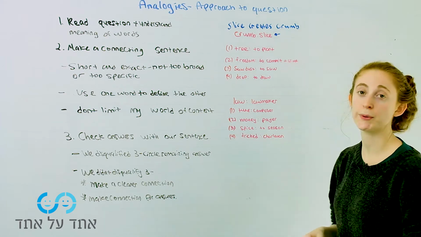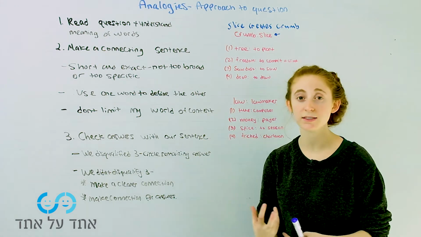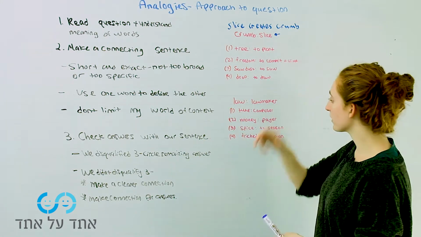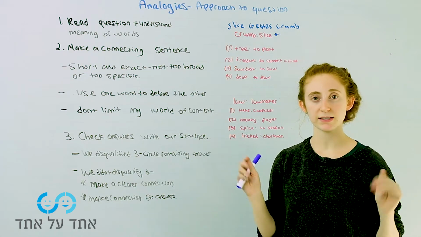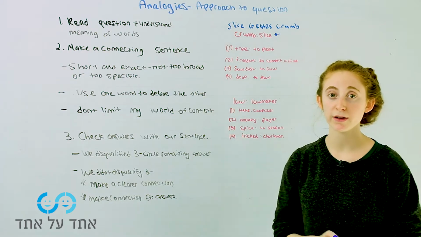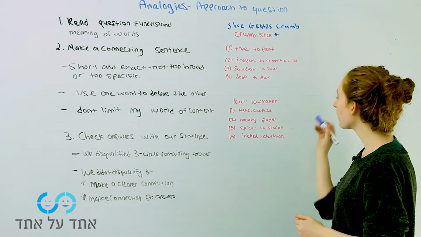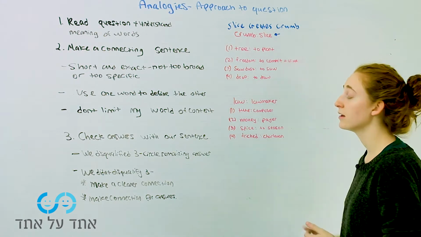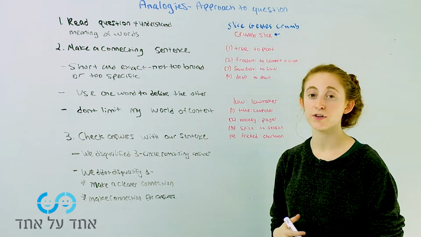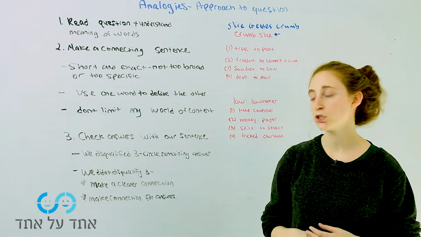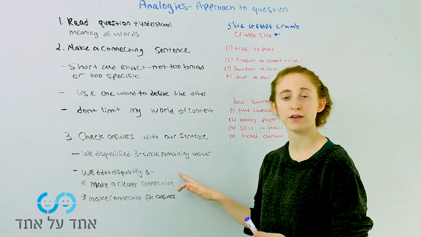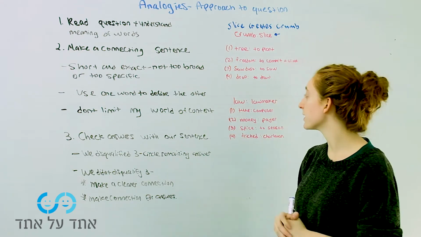The next thing I'm going to want to do is check my answers with our sentence. So put my sentence on the answers with the purpose of disqualifying 3. If I disqualify 3, that's it. The last answer is my correct answer. I purposely gave a connection that is not a great connection. It is definitely too broad because I want to show you what happens when we don't disqualify 3 answers. Let's see how this works here.